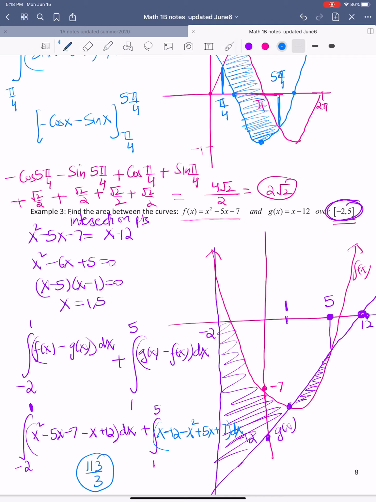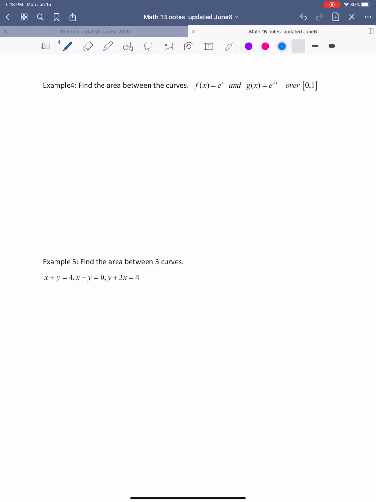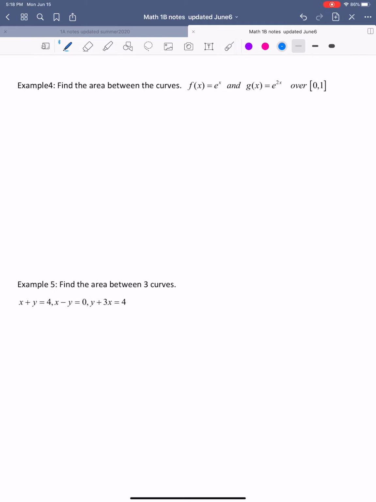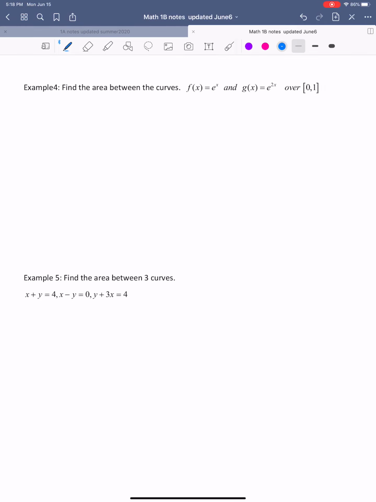Okay. Next example, find the area between the curves. So we have e to the power x and e to the power 2x. We do know that e to the power x looks something like this. And we also know e to the power 2x, as they all pass through the point (0, 1), exponential functions. So this is e to the power x, e to the power 2x. As your exponent is higher, your graph is going to be steeper and steeper.